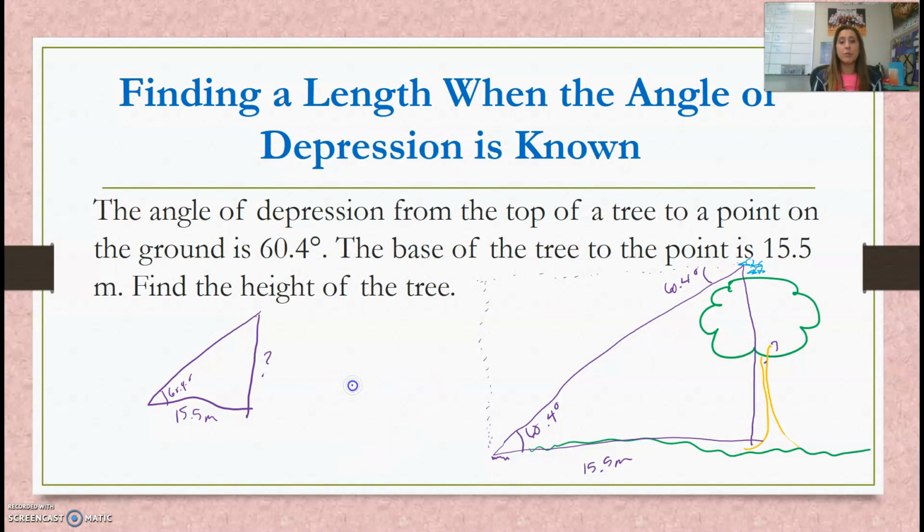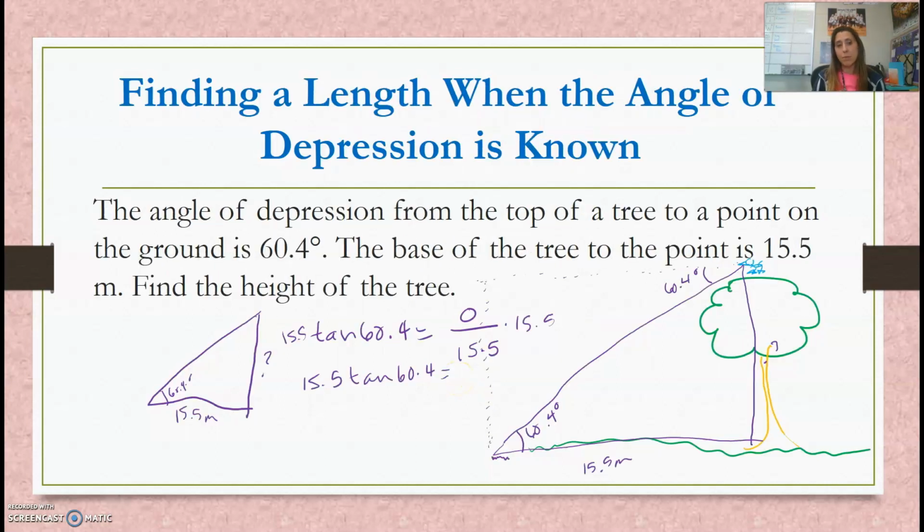So what we want to do is we're given an angle and we're given a side length. If I'm looking at this angle, I'm given the adjacent side, and what I'm looking for is the opposite side. So which one of those gives me an adjacent and opposite? Well, that's tangent. So I'm going to say that the tangent of 60.4 is going to be equal to the opposite, which I don't know what that is, over 15.5. Well, how do I get the O by itself? We'll multiply both sides by 15.5, and I get 15.5 times tangent of 60.4 is going to be equal to O.